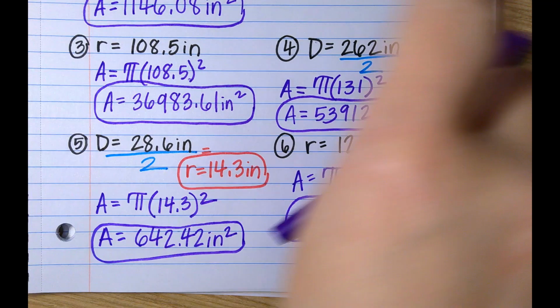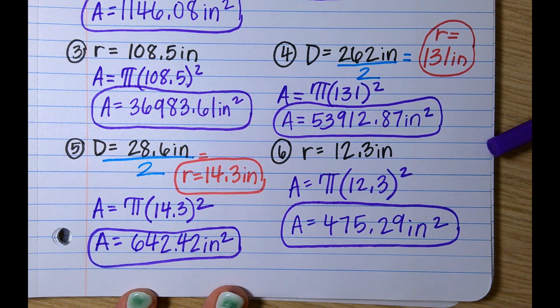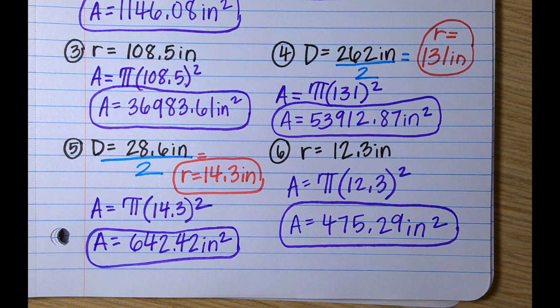All right. So that is finding the area of a circle. It's not so bad, is it? Not terrible. It's just getting used to what numbers go where, when to divide by 2, when to just plug it in. And you know, we always get better with practice.